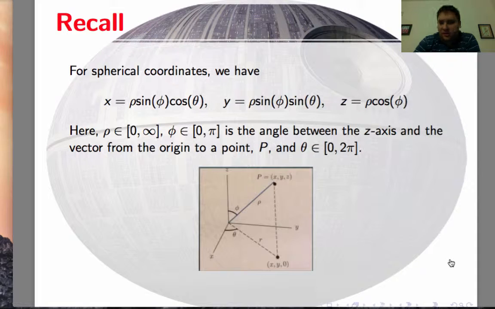Theta is the same theta from polar coordinates and the same theta from cylindrical coordinates. It's just the angle in the xy plane between the positive x-axis and wherever your point lies, if you were to project it straight down, I should say. And theta is allowed to be anything from 0 to 2 pi. So I've got a nice little picture there to remind you, or just go back and watch my videos about spherical coordinates if you've forgotten all these things.